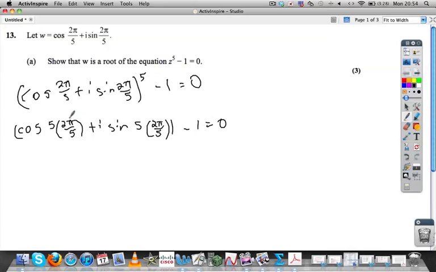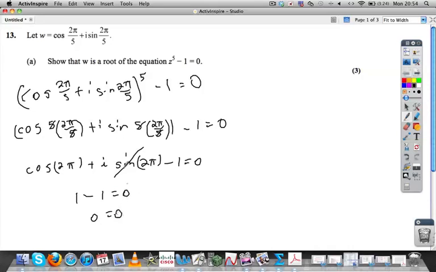Now a really nice thing happens here. The first part of this problem is pretty easy. The 5's cancel, the 5's cancel. We have a nice situation here where you have cos 2 pi plus i sine 2 pi. We want to show that this minus 1 is 0. Well, from our special triangles, we know that sine 2 pi is 0, and cos of 2 pi is 1, and that's obvious that 0 is 0. Getting our first 3 marks.